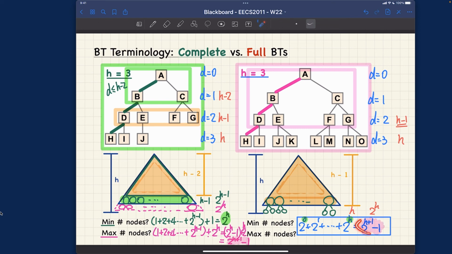And this number simply matches the maximum case of the complete binary tree. Again, a full binary tree is a special case of a complete binary tree. However, a complete binary tree is not necessarily a full binary tree. For example, you can see this complete binary tree over here is not completely filled out at the last level. In that case, it's not full.